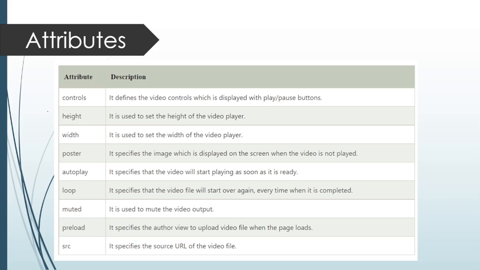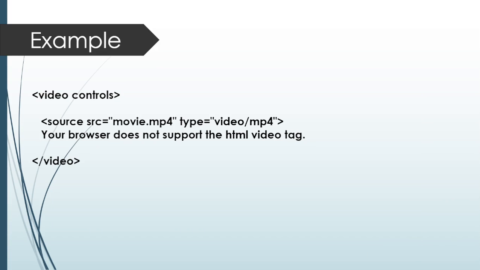Okay, so in case of video, controls, height, width and source, these four attributes are very commonly used and the most compulsory attributes, right? Next, I have added the example of the video tag.